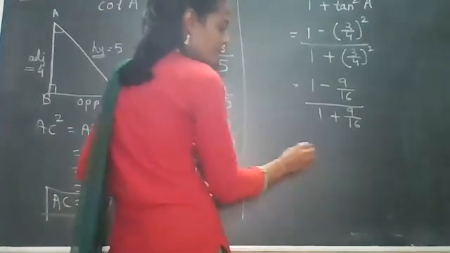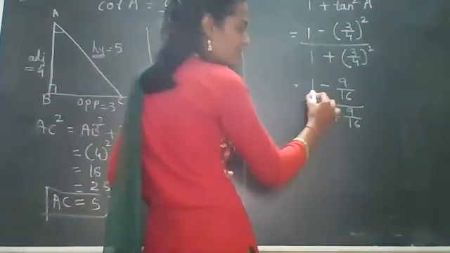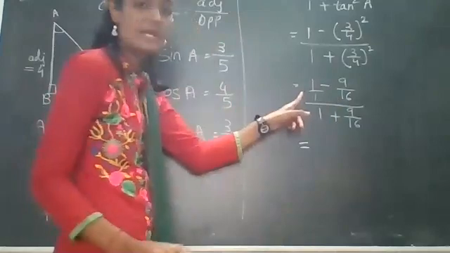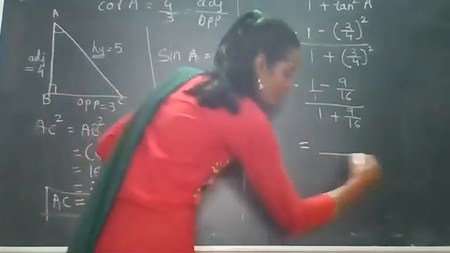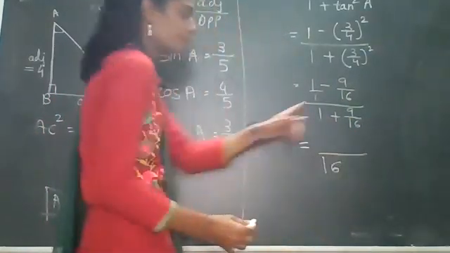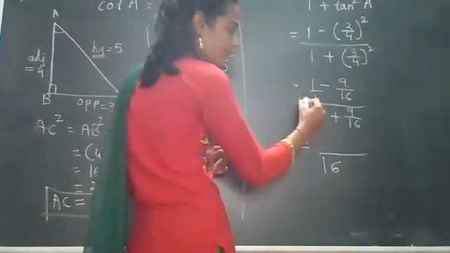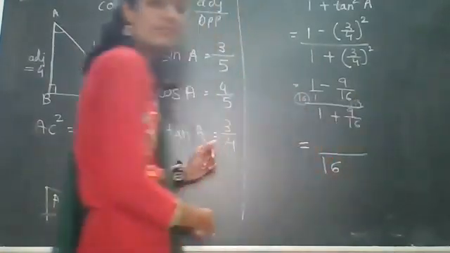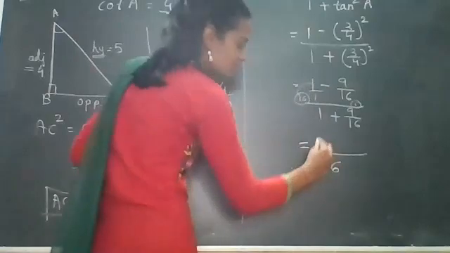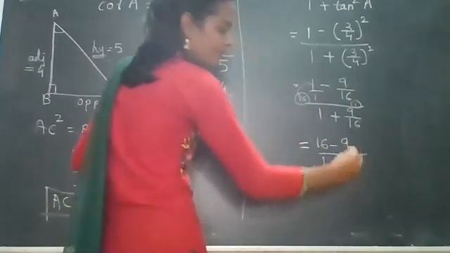Now taking the LCM, here nothing is there, means 1 is there, the LCM will be 16. So we are writing here 16. Here we have to multiply with 16 and here we have to multiply with 1 only. So 16 times 1 is 16, minus 9 will come.